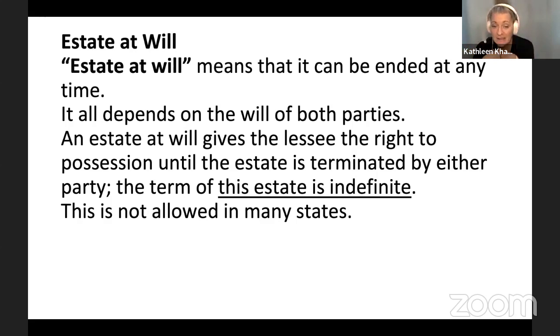So let's say I'm your landlord and you're the tenant, and I'm like, you kind of need to go. And you're like, I kind of don't want to. And I'm like, but you kind of have to. It's the will of both parties. We have to come to an agreement. So an estate at will gives the lessee the right to possession until the estate is terminated by either party. The term of this estate is indefinite.